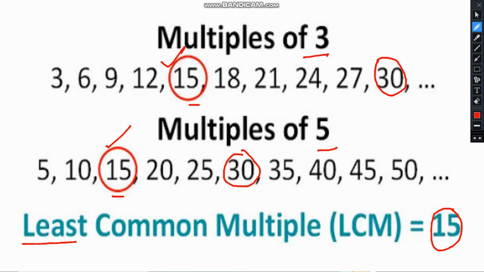वहाँ पे हम लोग greatest common factor सीख रहे थे. Here we are getting the least common multiple. So what we will do? Find the multiples and then pick out the common one and select the least common multiple, or the lower one, the smaller number, that will be our least common multiple.